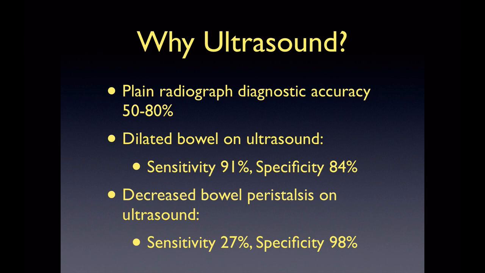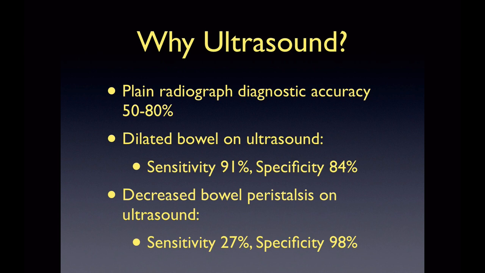Imaging plays a vital role in diagnosis of SBO. Plain radiography is typically the initial imaging modality used in the ED when SBO is suspected. However, the diagnostic accuracy varies between 50 to 80%. Now, a recent ED-based study by Zhang et al. shows that ultrasound compares favorably to X-ray in the diagnosis of SBO.